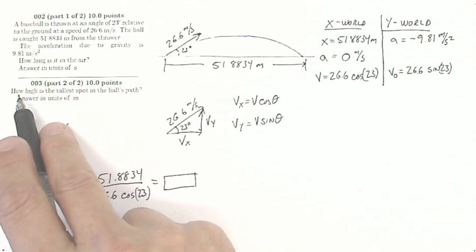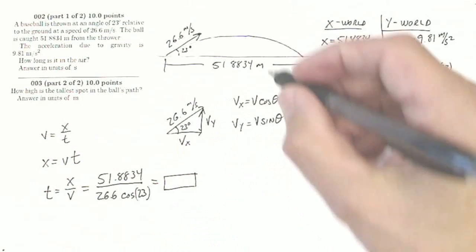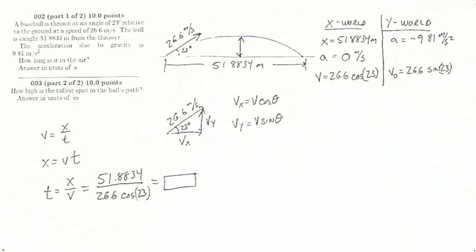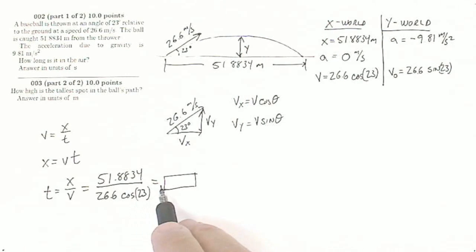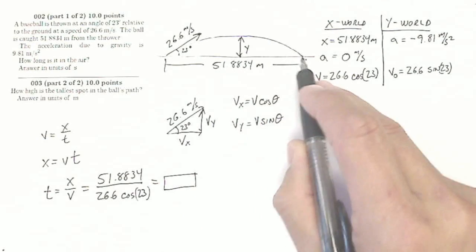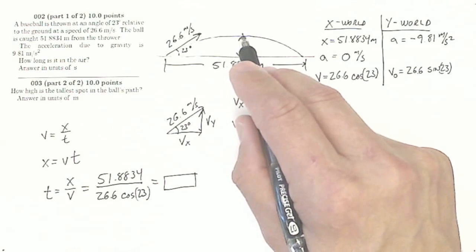Now, the second question says, how high is the tallest spot in the ball's path? I want the height, and I want this height right here. Now I've got to be careful. That's going to be a vertical height, so that's a y. But this time is not when that happens. This time is when it comes back and hits the ground again. It's a total time in the air. So now I just want the highest spot on the ball's path.